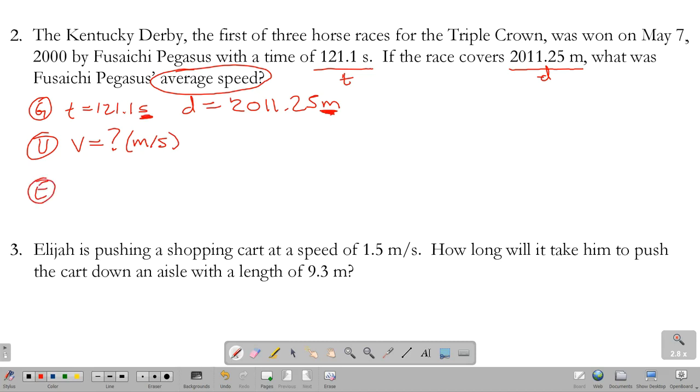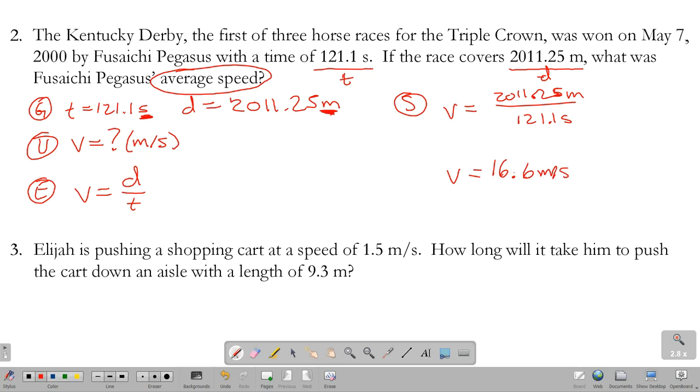Now the equation that we want to use here, v equals d over t. So now we can substitute in, and we'll say v is equal to 2011.25 meters divided by 121.1 seconds. So when you put that into your calculator, you should get 16.6 meters per second.